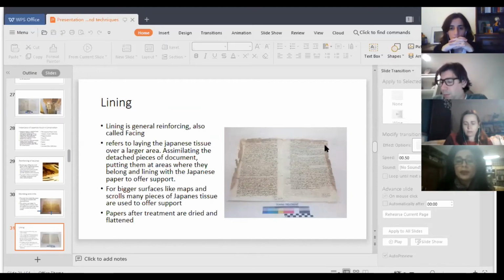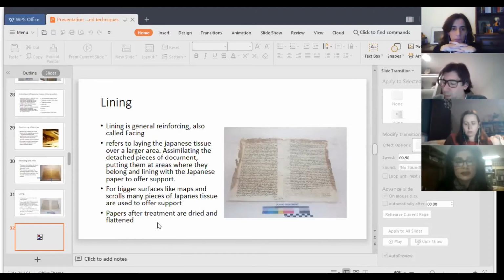So facing and lining are done where the missing pieces are put next to where they are missing, and larger sheets of Japanese paper are laid on them with the help of glue. Again, it's a thinner Japanese paper so that the writing is visible and complete support is given to them. This is applicable for bigger surfaces like maps and scrolls. Larger pieces of Japanese tissue are put on them. Paper after the treatments is dried and then flattened.